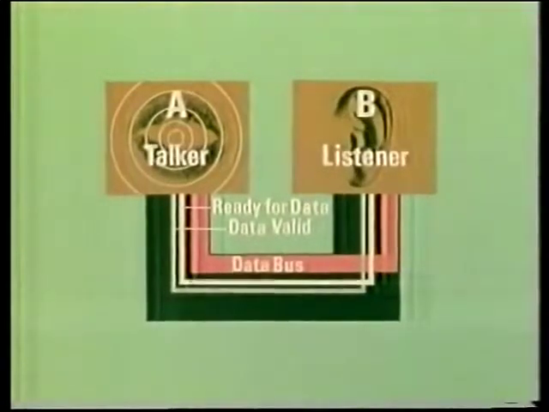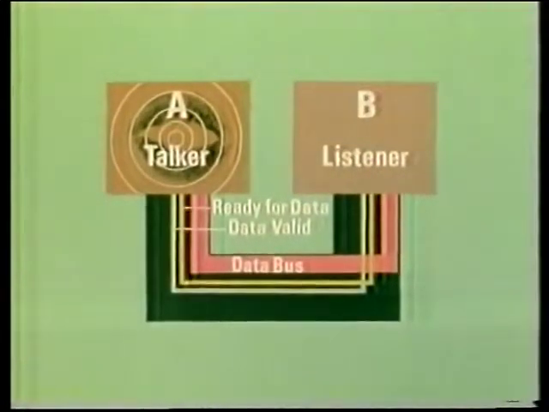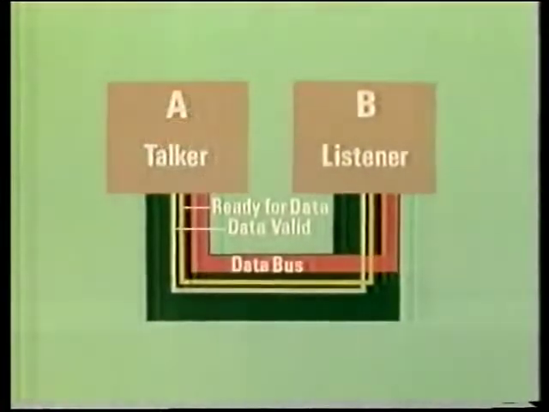And it pulls down on a second line to say that the data is valid. Once it receives the data valid signal, the listener then reads the data, and once it's got it, it can signal the fact to the talker by pulling ready for data low again. The talker can then remove its data and let its data valid line go high. That is one complete handshake cycle. And because only 2 extra connections are used in addition to the data bus, it's called the 2-wire handshake.